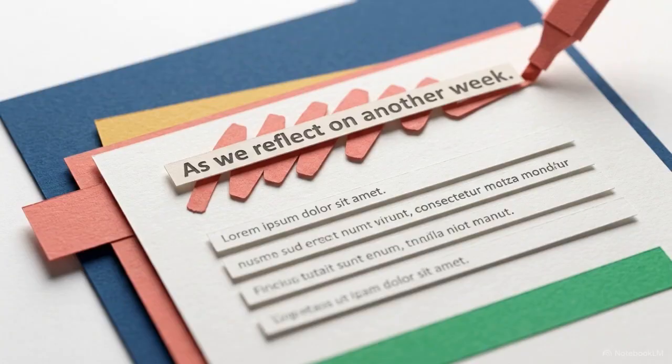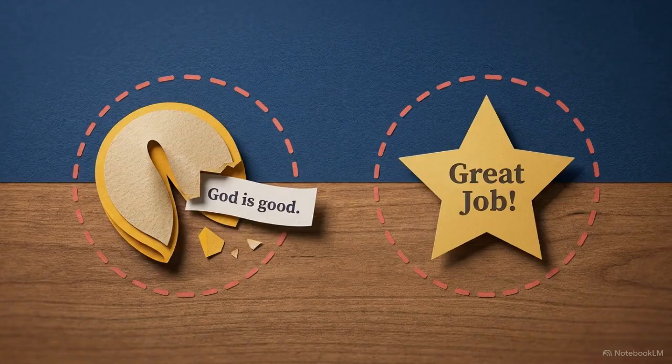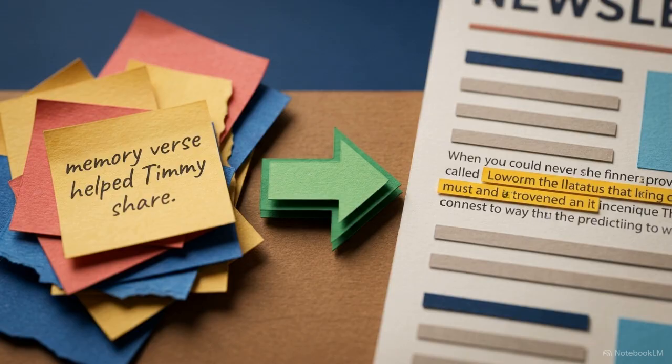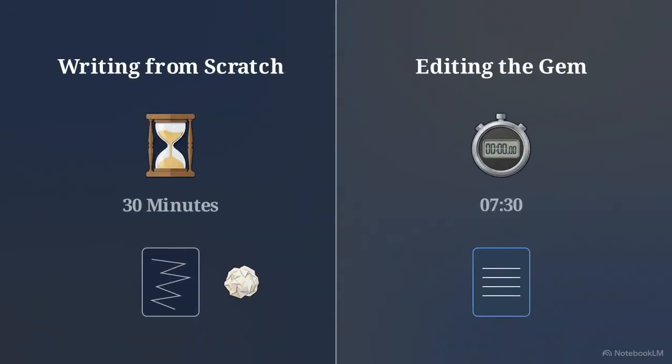To erase the robot smell, start by deleting bloated openers like "as we reflect on another week." Then, replace inflated words like utilize or delve with plain human language. You should also look for vague, generalized praise and generic faith lines that aren't tied to the week's events. Fix these by inserting specific, observed details from your notes, ensuring the faith thread connects directly to something the students actually experienced. Asking, "Does this sound like me?" for 2 minutes vastly outperforms 30 minutes of staring at a blank page.